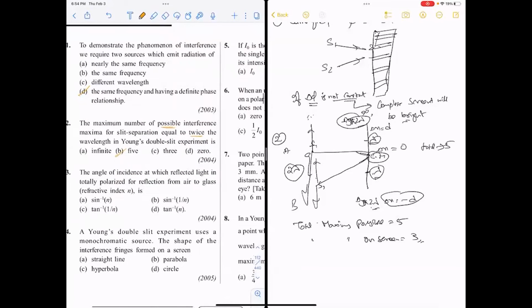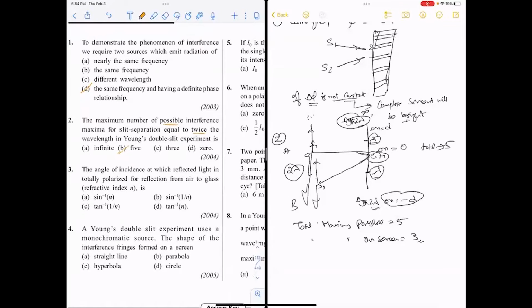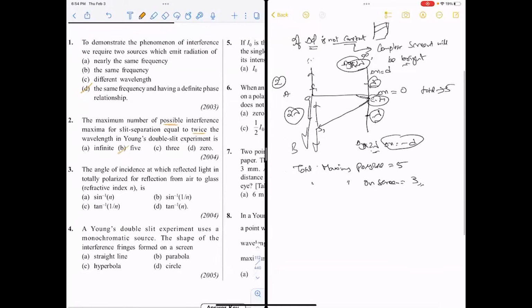Third one. The angle of incidence at which reflected light is totally polarized for reflection from air to glass. So the third one is Brewster's angle. This is glass, not mirror, and this is air. The reflected light is completely polarized. If you remember, for Brewster's angle tan theta is equal to mu, where theta is the angle of incidence. So what is the angle of incidence? Tan inverse mu. Very easy question, basic question.